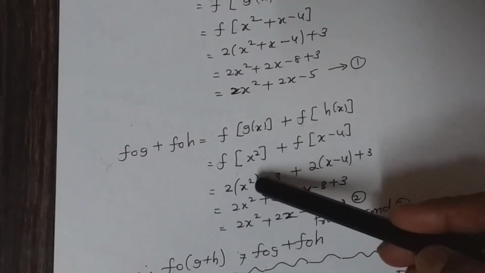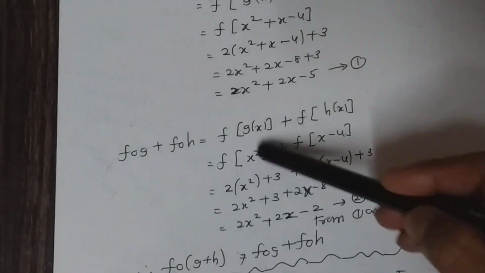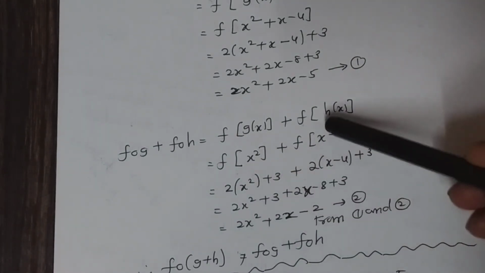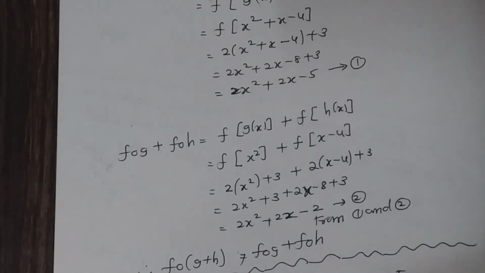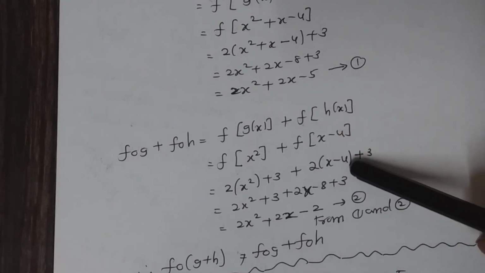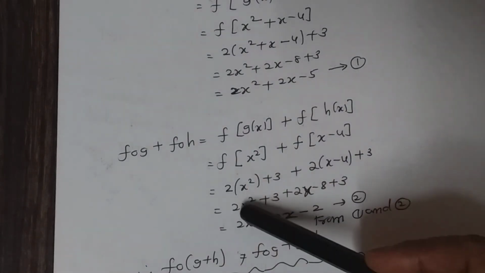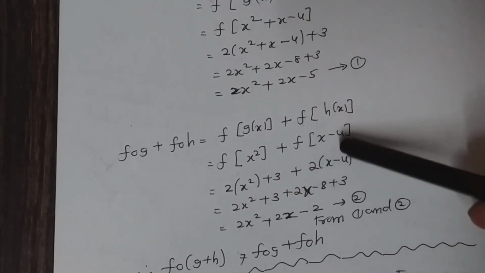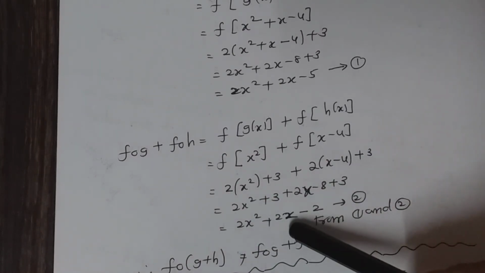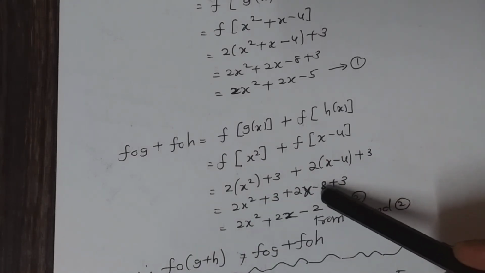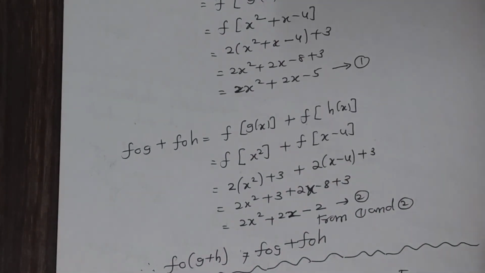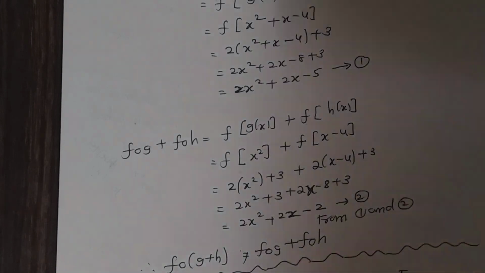Then 2 into x square, because here x is x square, plus 3, plus here x is x minus 4, so 2 into this fully, x minus 4, plus 3. Now 2x square plus 3 plus 2x minus 8 plus 3. So 2x square plus 2x minus 8 plus 6. So minus 2. So from 1 and 2, these two are not equal.